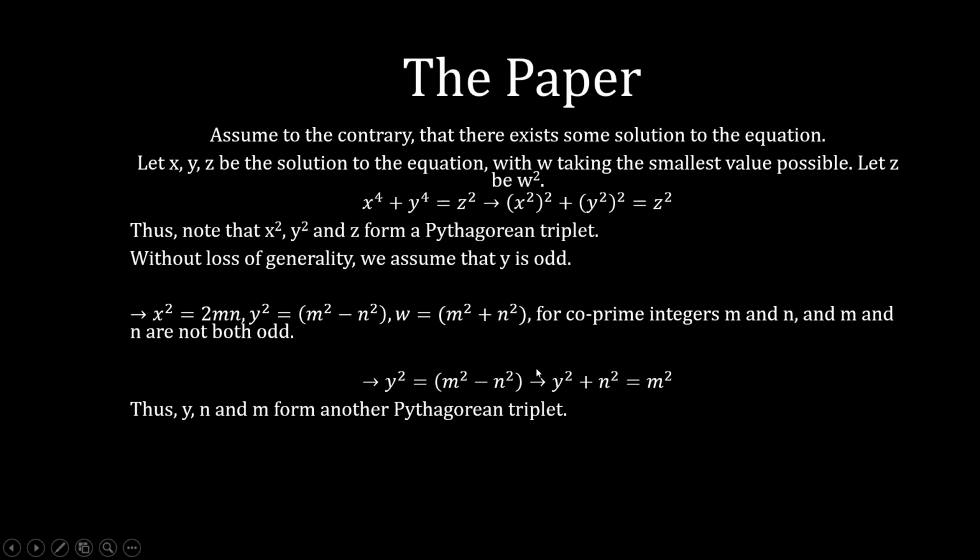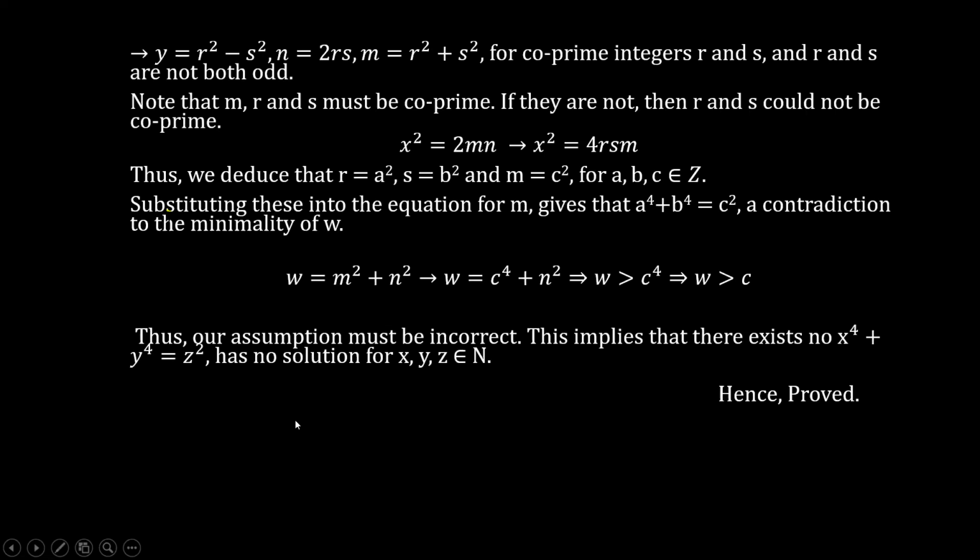So again, y, n, and m form another Pythagorean triplet. So again, you substitute possible values for y, n, and m because you know that they form a Pythagorean triplet. So you get y is r squared minus s squared, n is 2rs, and m is r squared plus s squared, for co-prime integers r and s, not both odd. So now we must note that m, r, and s must be co-prime. If they are not, then r and s could not be co-prime.